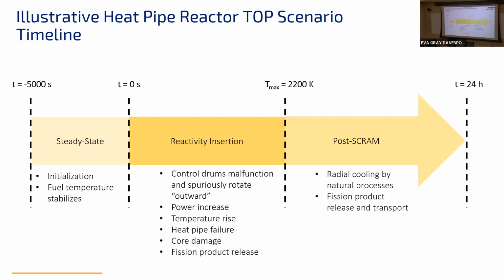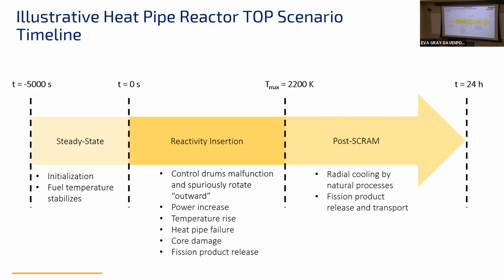That led to a power increase and temperature rise. The temperature rise combined with degradation of heat removal on the secondary side actually led to pressurization of the heat pipes and potential failure of the heat pipes. That progressed into core damage and fission product release from the fuel. We were able to capture this after we essentially put in an artificial scram signal at a peak over temperature of 2200 Kelvin in the base case, but we varied it in uncertainty analyses.